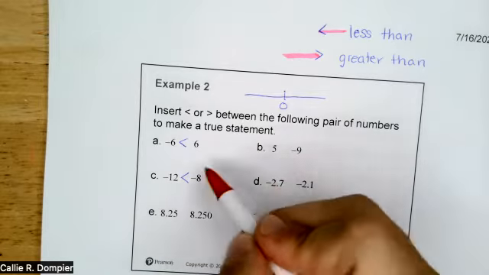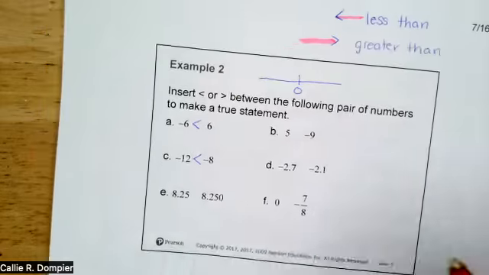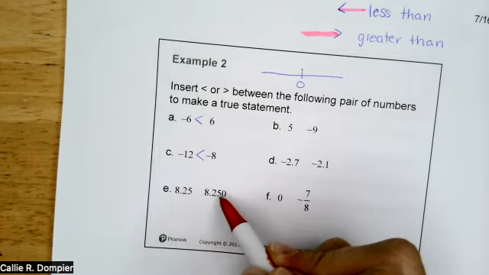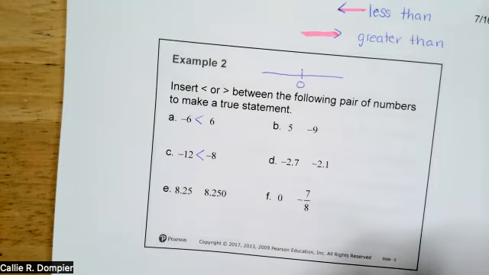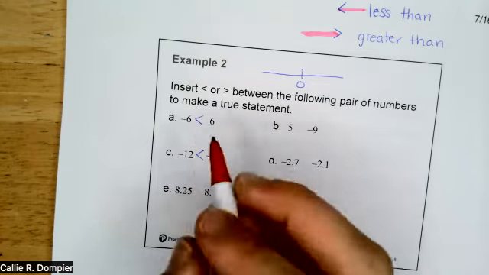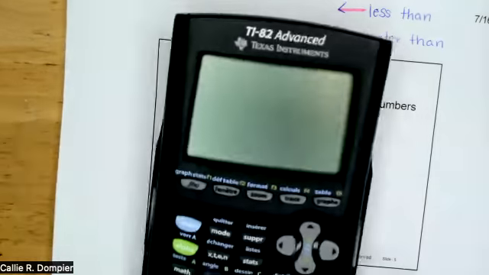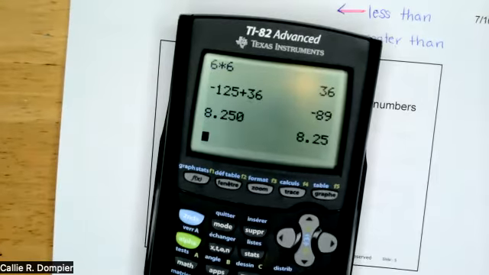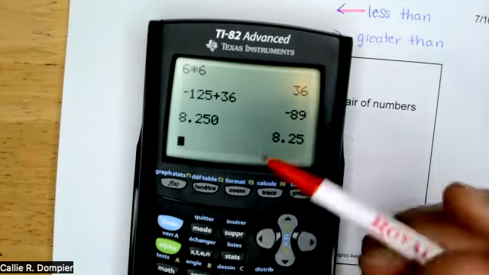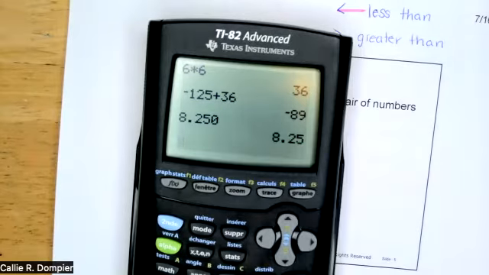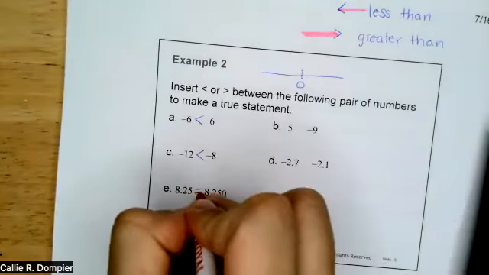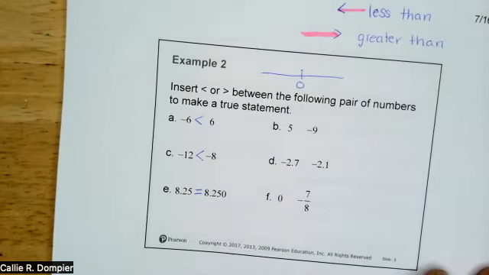8.25 and 8.250. These are the same number. If you put in 8.250, your calculator will just call it 8.25. It is the same. You can add as many zeros behind it as you want. It's like putting a zero in front of a number without a decimal. So those two are equal, and I know that's not a choice, but it's true.